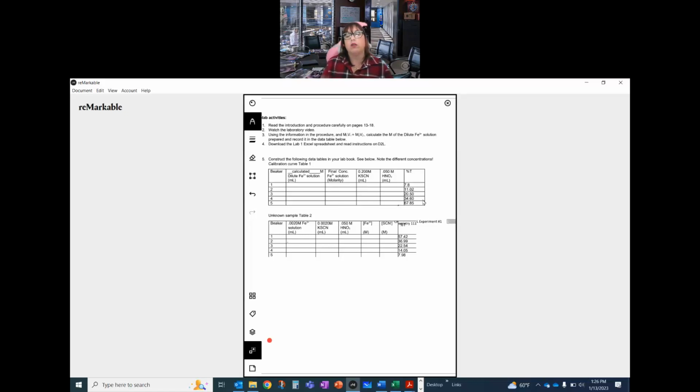Now, the only data that you actually have to record for this experiment in the laboratory is the percent transmittance. So that's what's filled in here, okay? So that's why this is here. So when you put this table in your notebook, you need to put that data into that table. There's one other thing that it says that you need to do as a pre-lab activity. So any pre-lab activities need to be in your lab notebook, okay? It says using the information in the procedure, and M1V1 equals M2V2, calculate the molarity of the dilute Fe3+ solution prepared and recorded in the data table below.